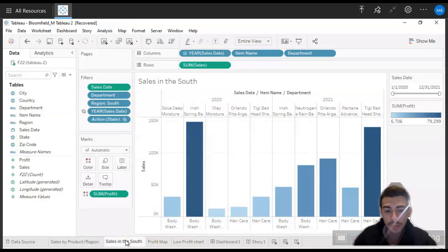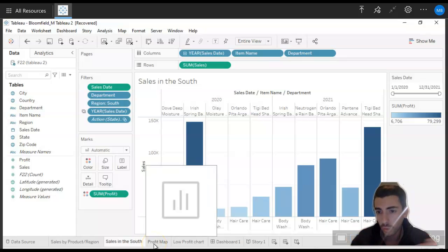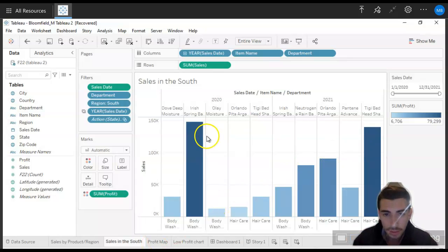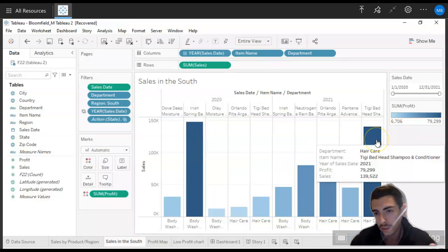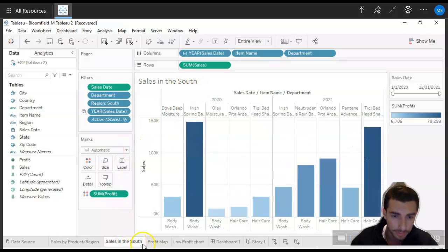Then our next sheet is concentrated only on the sales in the south. Why? Because of all the regions, this was the one that performed the better. You will later see in the profit map why I'm telling you this. The one that had the most sales here was body wash and soaps from the Irish Spring Bar Soap in 2020, and the second one was hair care. So body wash here is better.